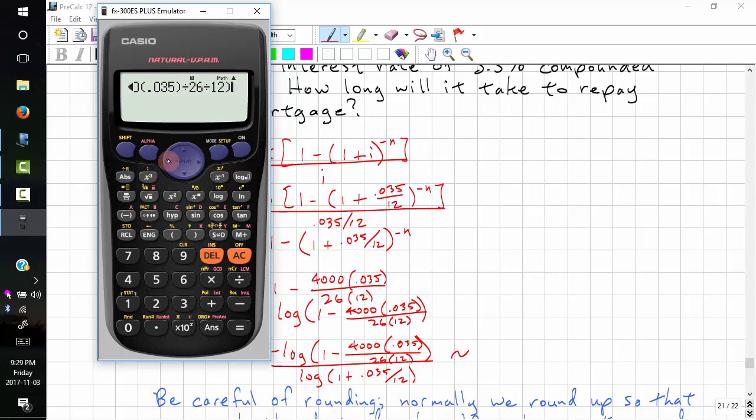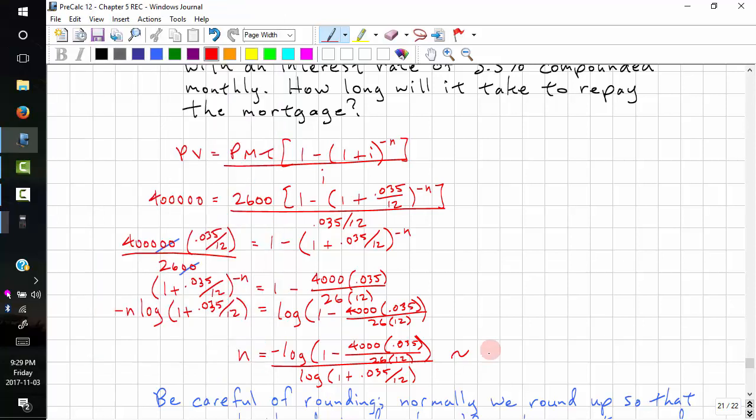Now we can divide by log(1 + 0.035/12). And we have matching brackets there. And we get 204.47 months. And again, if we do 204 months, we won't have paid off the loan. So we need to round up. 205 months.